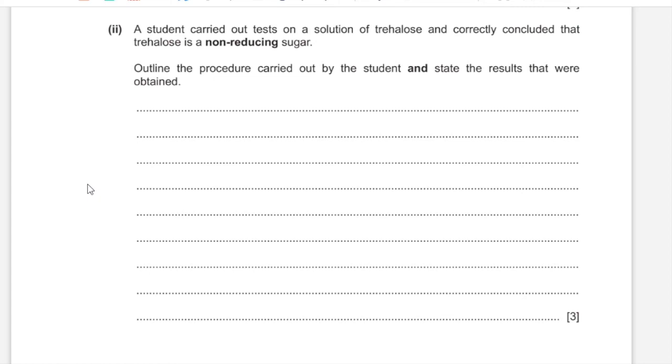And then you'd have to repeat the Benedict's test, which would now give positive results, as the non-reducing sugar would be broken down to reducing sugar. And depending on the concentration of trehalose, the color could be green, yellow, orange, or red.